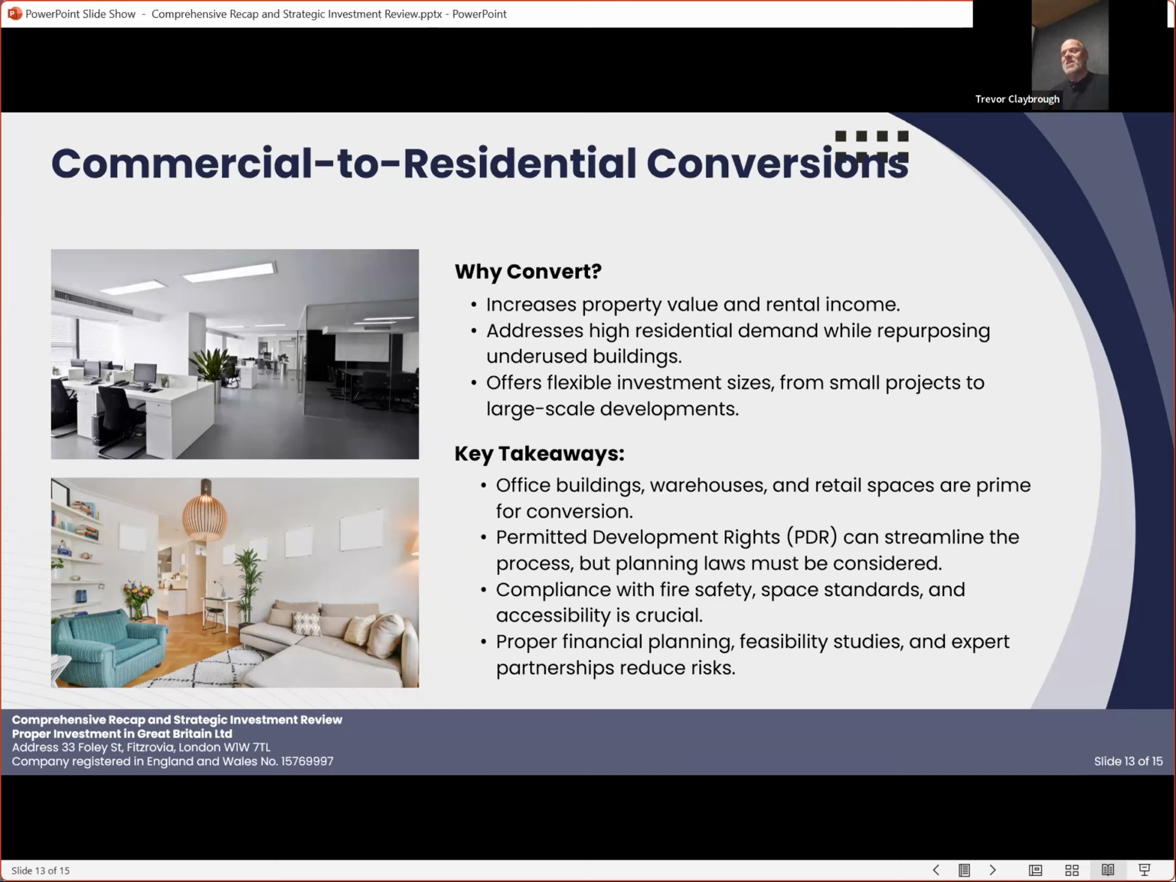So commercial to residential, either you've got the experience and sufficient deposit money to do it yourself, or come in on joint venture with experienced developers.